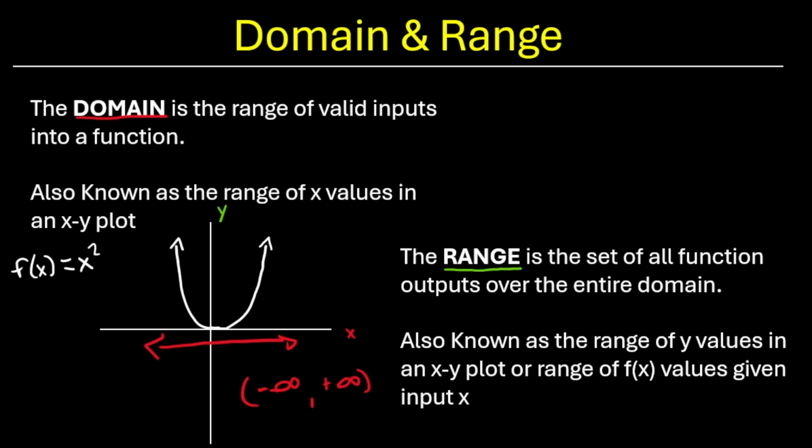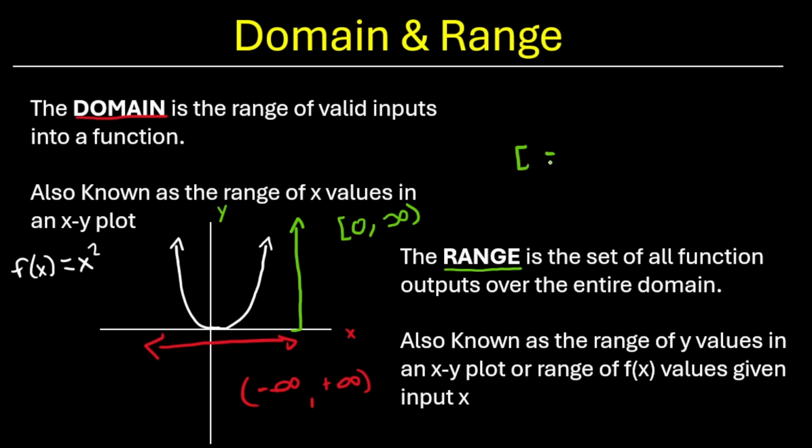Now, the range is a set of all function outputs over the entire domain, which is also known as the range of y values in an xy plot, or the range of f of x values given input x. So again, same plot, f of x equals x squared. We start at 0 here, and we go up, up, up, up, up to infinity, giving us a range of 0 to infinity. Now you'll notice how I included the hard brackets when we're representing domain and range.